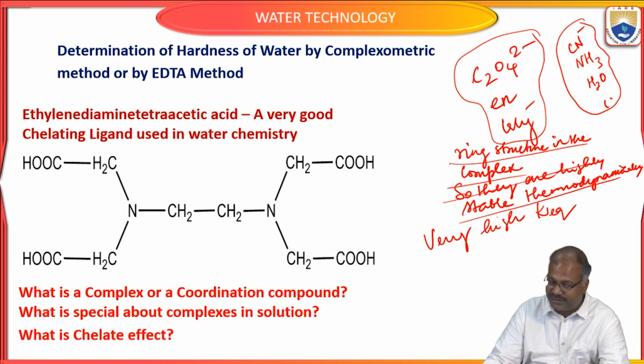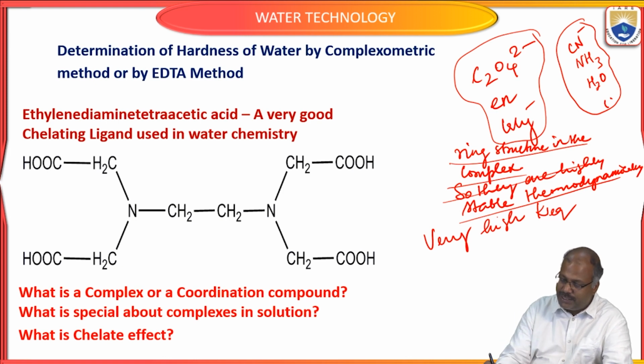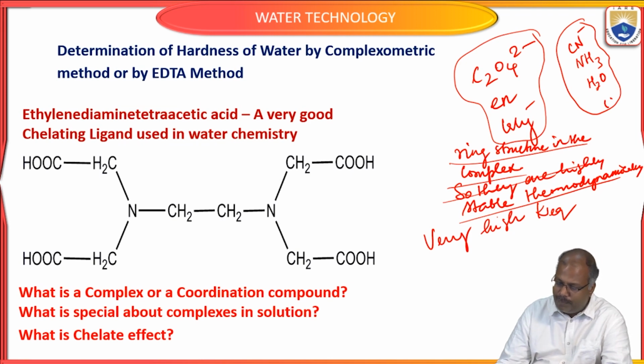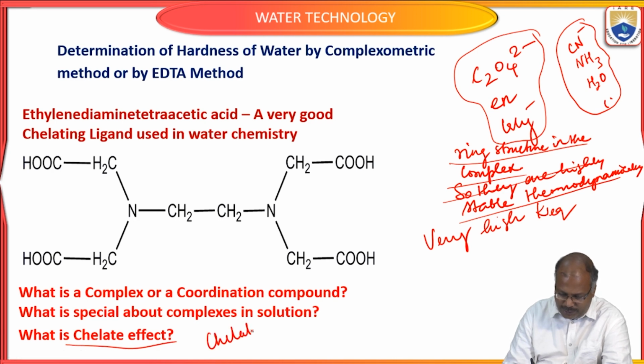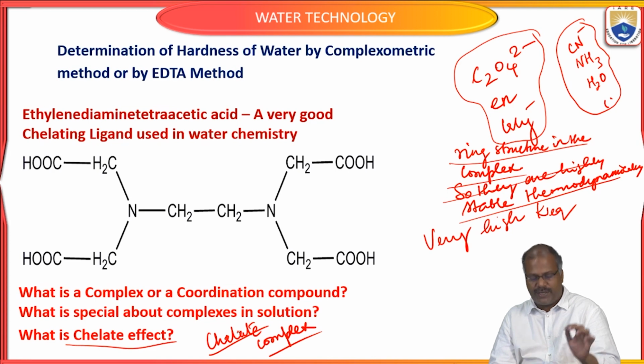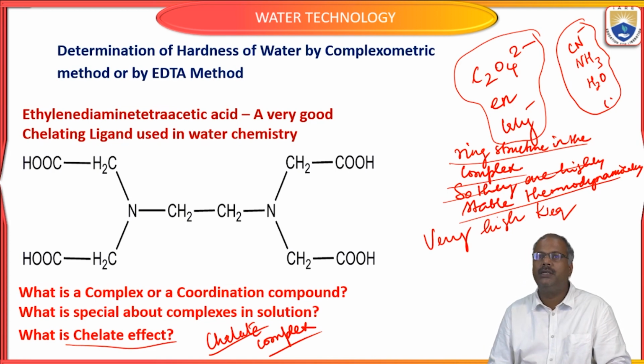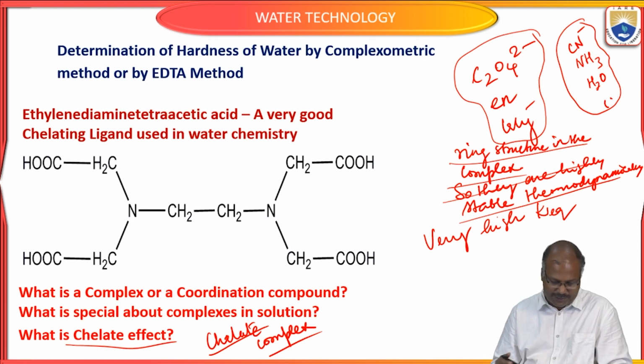monodentate containing complexes. So when this type of ligand forms a complex with metal, we call it a chelate complex. The effect of its more stability due to the ring formation it gives to the complex is called chelate effect.